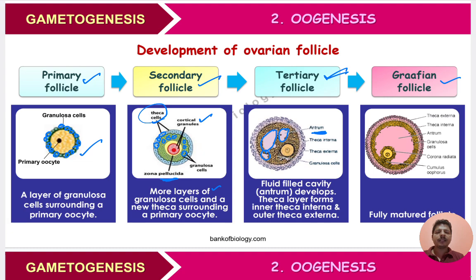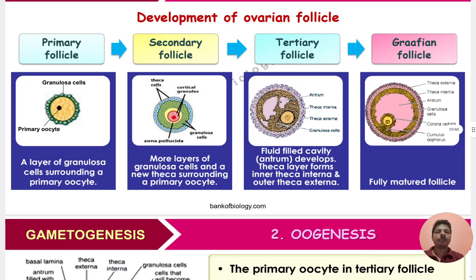The theca layer forms the inner theca interna and outer theca externa. It is the theca interna, this layer, and the outer layer is the theca externa. It is called the tertiary follicle. And finally, the Graafian follicle, where you can see theca externa, the outer layer, theca interna, and the antrum. This is the antrum, the fluid-filled cavity, with granulosa cells and corona radiata. The fully mature follicle is called the Graafian follicle.